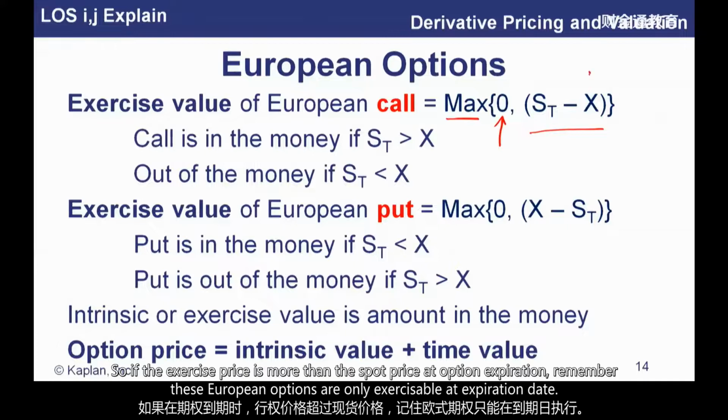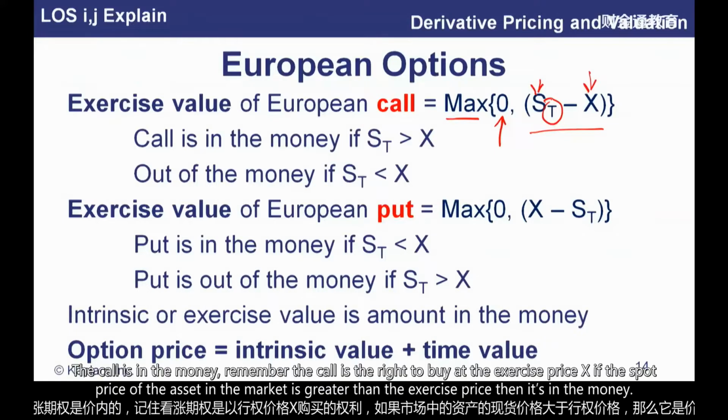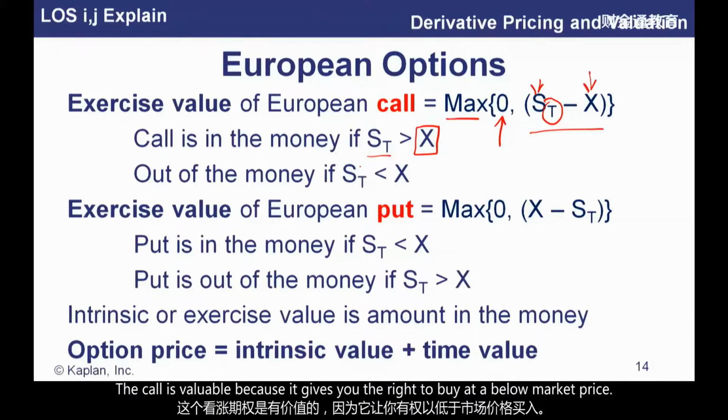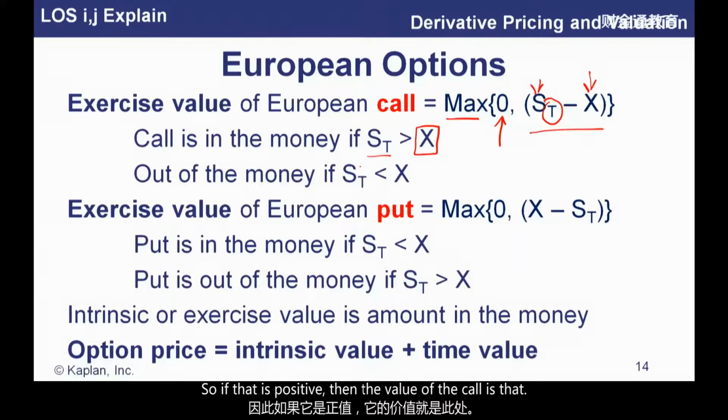So if the exercise price is more than the spot price at option expiration, remember these European options are only exercisable at expiration date. The call is in the money. Remember, the call is the right to buy at the exercise price X. If the spot price of the asset in the market is greater than the exercise price, then it's in the money. The call is valuable because it gives you the right to buy at a below market price. So if that is positive, then the value of the call is that.